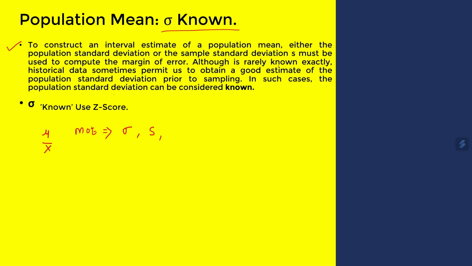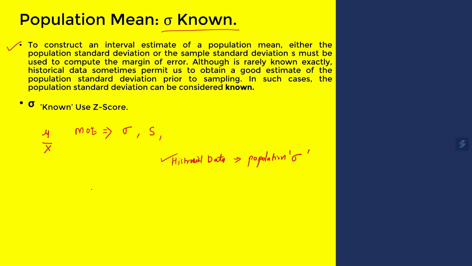Now, although sigma is rarely known exactly, historical data sometimes permit us to obtain a good estimate of the population standard deviation prior to sampling. So based on historical data, we get a good population standard deviation, which is our sigma. In such a case, the population standard deviation can be considered as known, and if we compute it directly from the historical data, the standard deviation will be termed the population standard deviation.